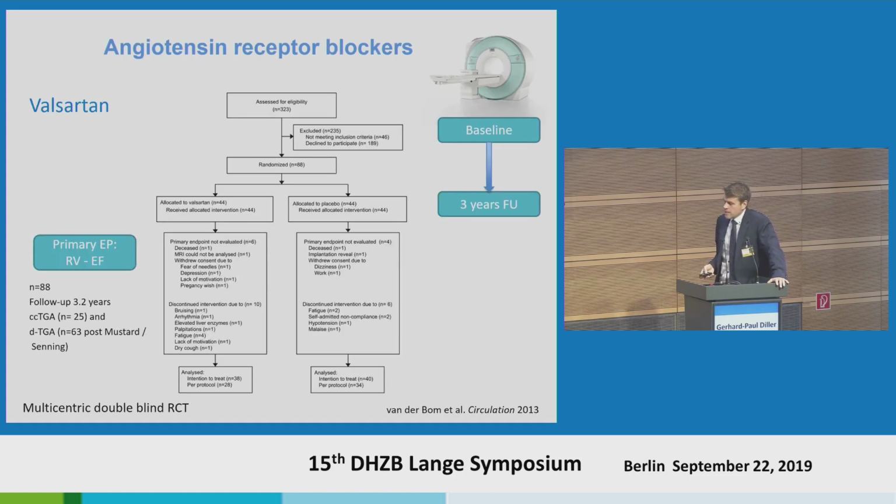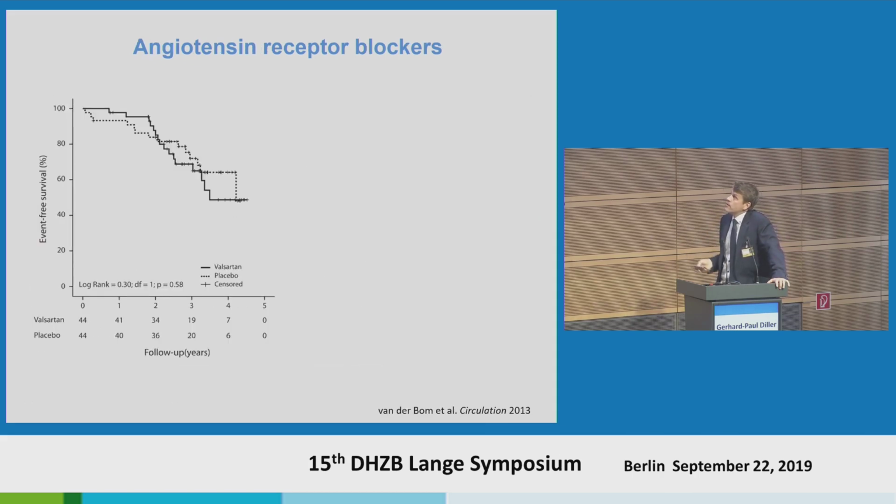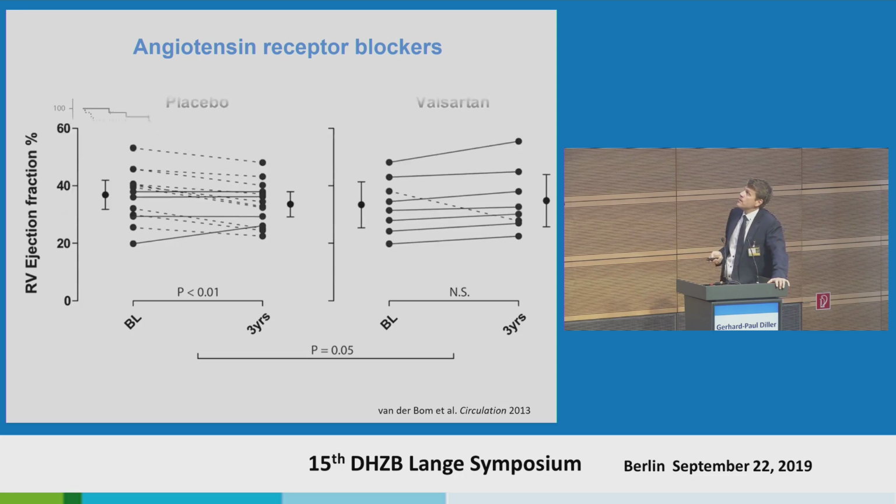A very elegant study that has been published in 2013 from the colleagues in the Netherlands is a multi-center, double-blind, randomized controlled trial in patients with systemic right ventricle, and they used valsartan in these patients. And what they did is a very clever study design, recognizing that a conventional mortality endpoint may not work in these patients. They focused on right ventricular ejection fraction on MRI, so they had a very meticulous assessment of these patients at the start of the treatment, at the end of the treatment with MRI, and treated them with either valsartan or placebo. And the event-free survival was not different between the groups, but that is not a main concern because that was not the primary endpoint of the study.